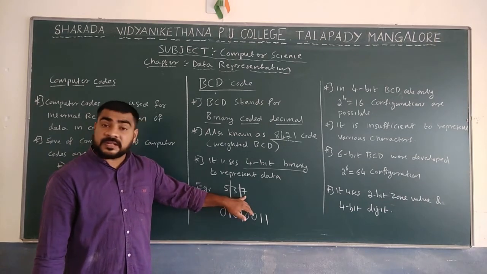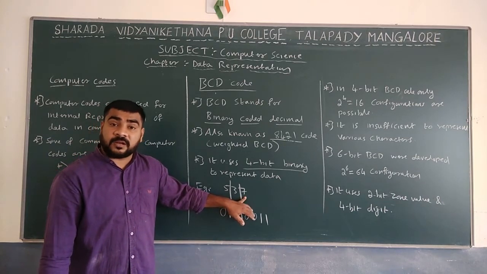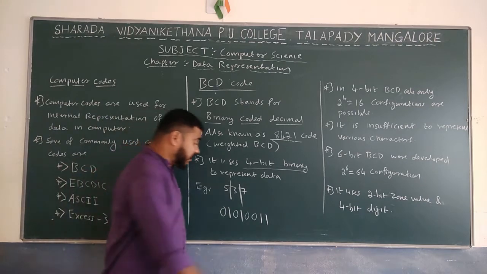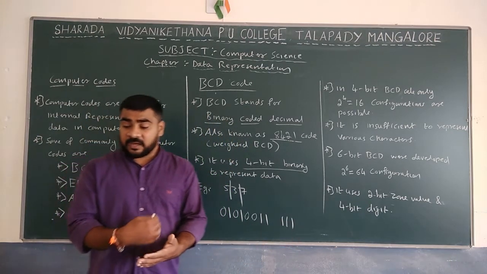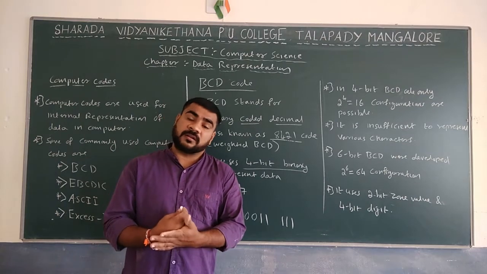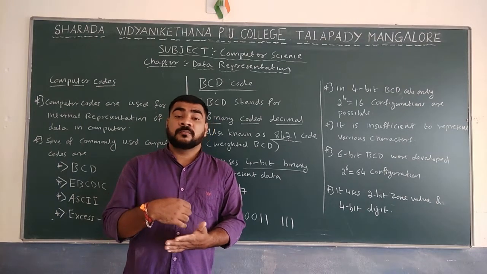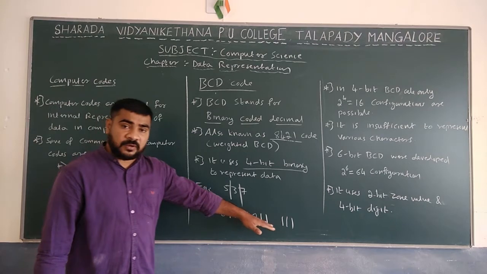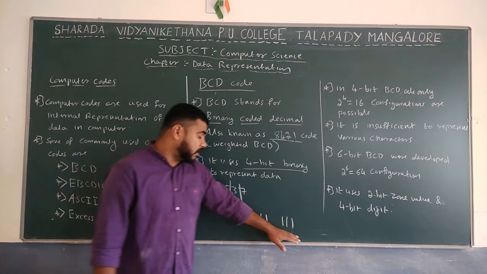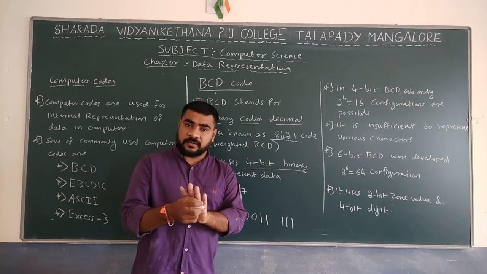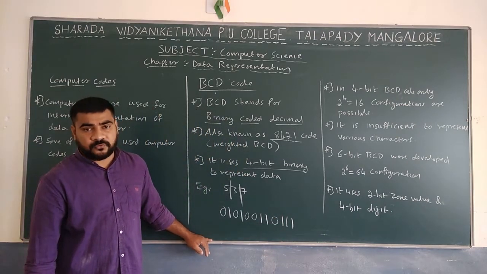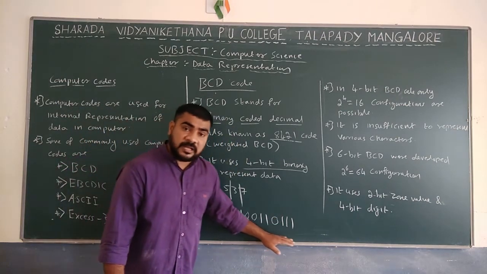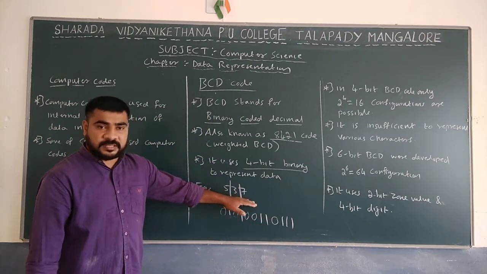Then after that, next one is 7. What is the binary equivalent of 7? The binary equivalent of 7 is 111. So how can we convert that into BCD format, or into 4 bits? Here only 3 bits are there, so you have to make it 4 bits by adding one 0. So now this is the BCD code for 537.